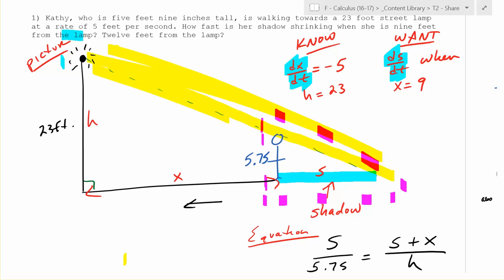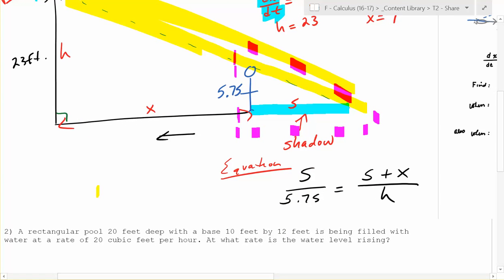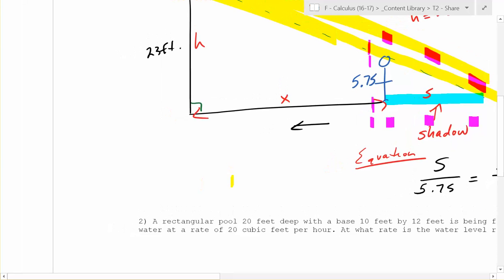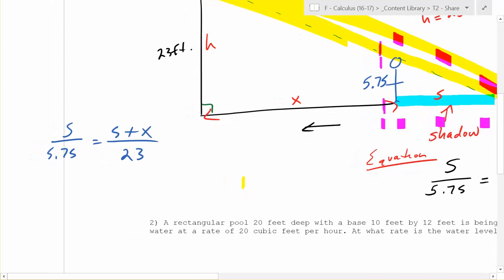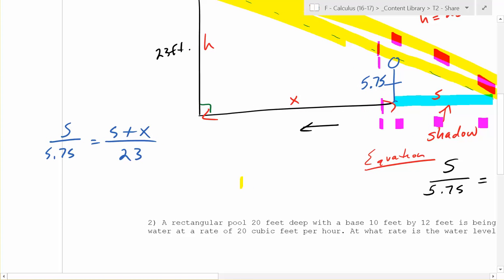So here's the thing. David did the important next step, which is you can take the derivative now, but you can also substitute in the things that stay the same. What stays the same? h is what? 23. If h is 23, what do we now have? We have s over 5.75 equals s plus x over 23. Now we have our relationship between s and x.